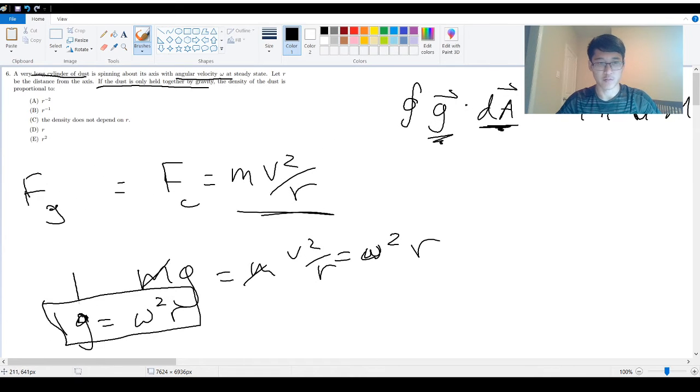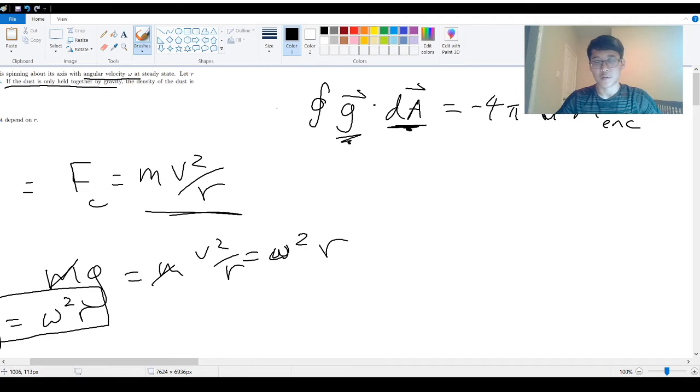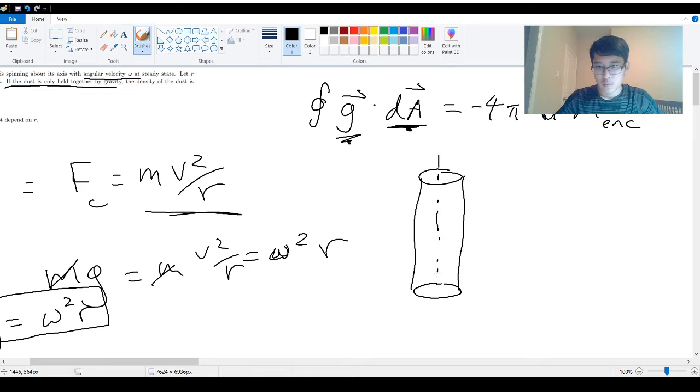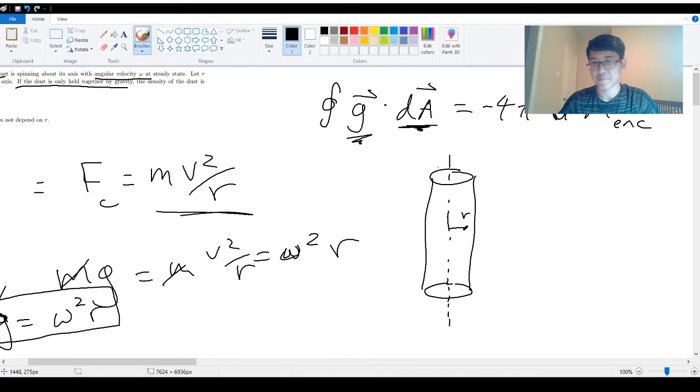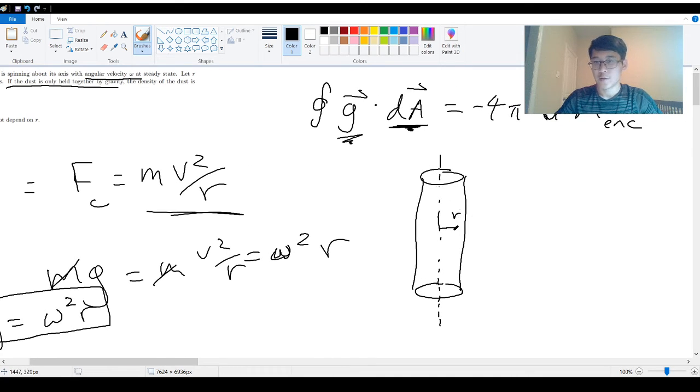We're trying to find g right here, right? So first let's look at this really long cylinder, okay? At a certain radius r, let's draw, say right here, a certain radius r. So r can be anywhere within the cylinder, okay? Why don't we just call r up to here, just for simplicity's sake.